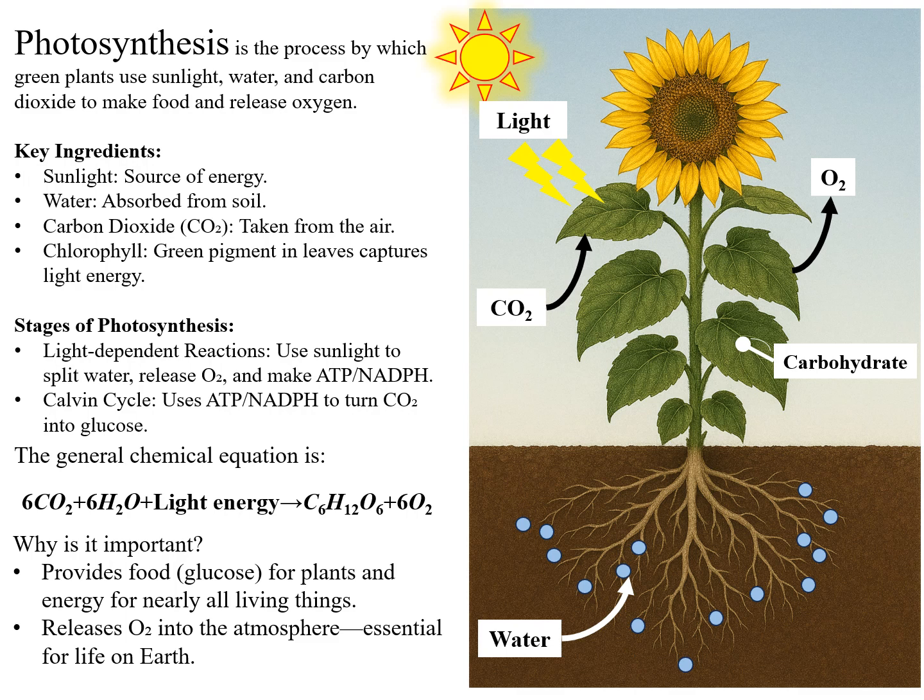So, in summary, photosynthesis is the process that transforms sunlight, water, and carbon dioxide into food for plants and oxygen for the planet. It is the key to sustaining life on Earth.